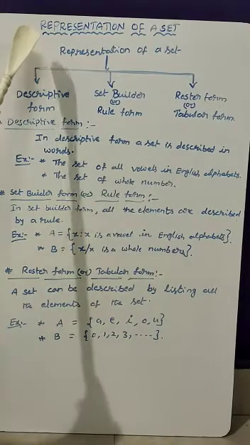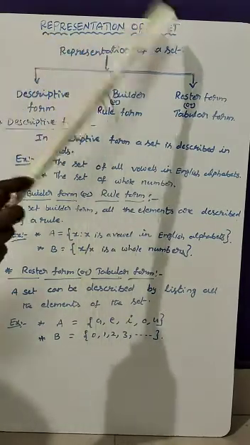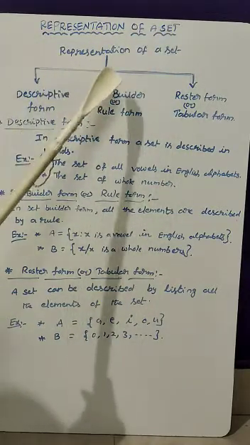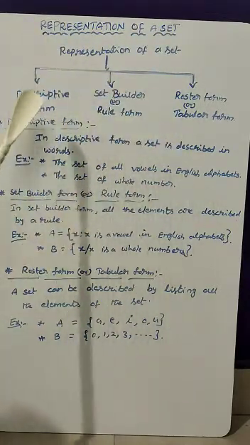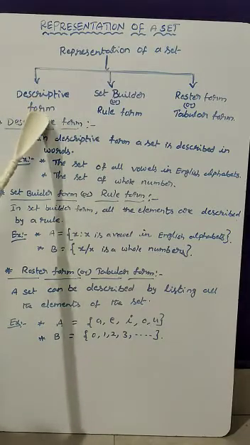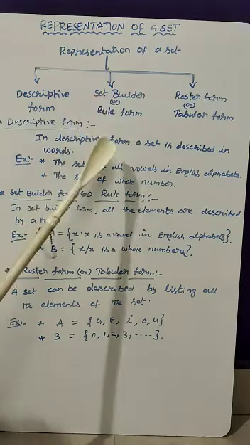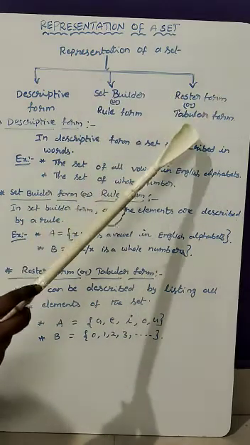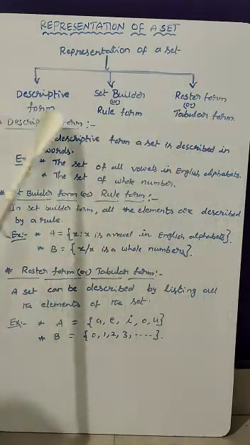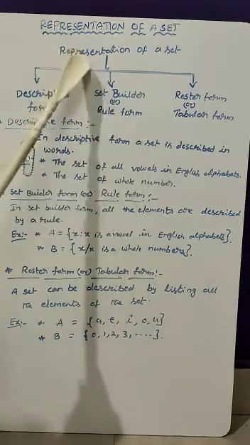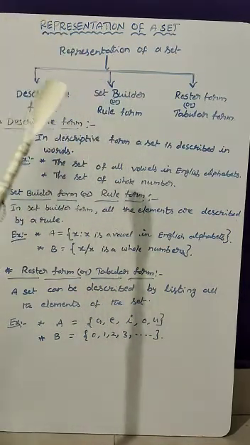Okay children, next topic is representation of a set. Representation of a set is of 3 types. So what is the first type? Descriptive form. The second type is set builder form or rule form. And the third type is roster form or tabular form. So these are the 3 types of representation of a set.